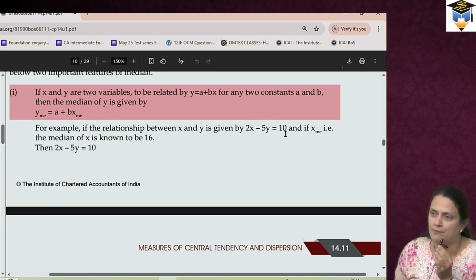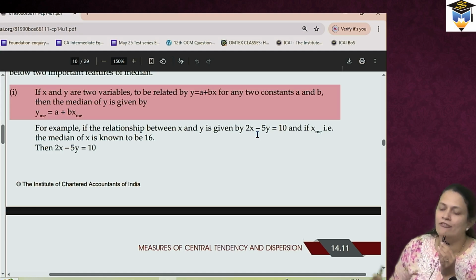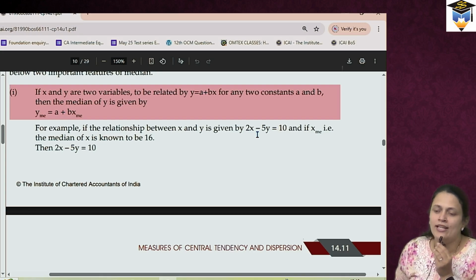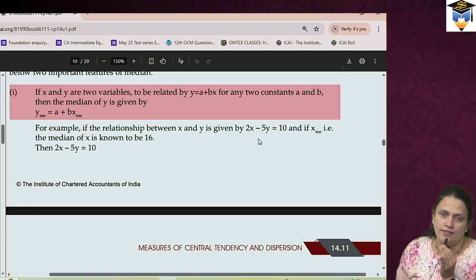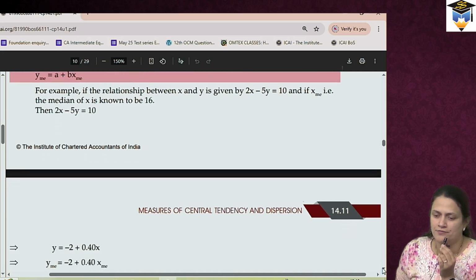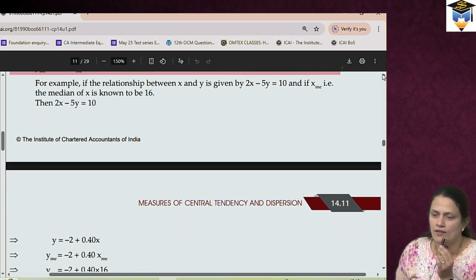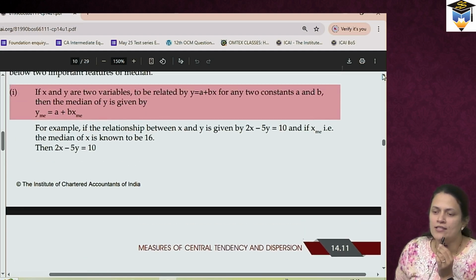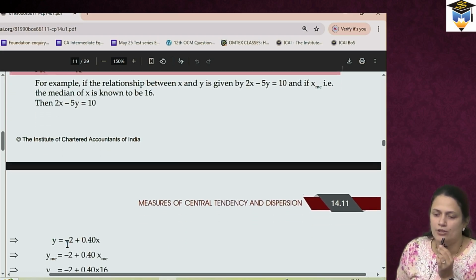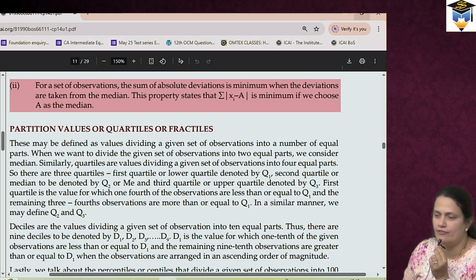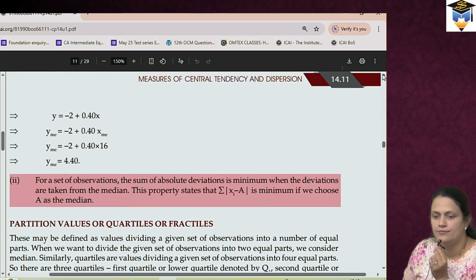So again take the same example: 2x minus 5y is equal to 10 is the equation given to us. Convert everything in terms of y. So I can write 5y as 2x minus 10. Is it correct? Now the median of x is given to us as 16. So how did they get this? Y is equal to minus 2 plus 0.40x. What have they done over here?